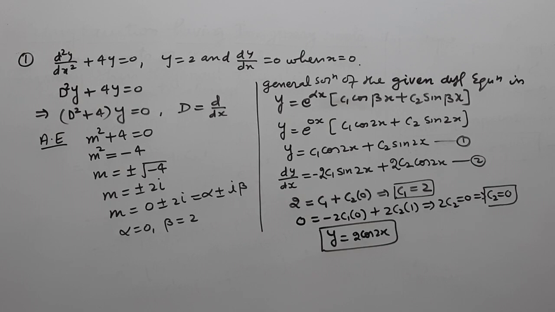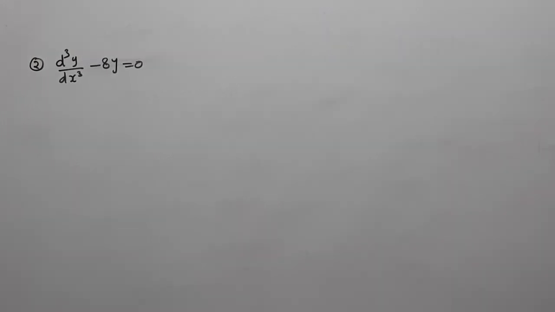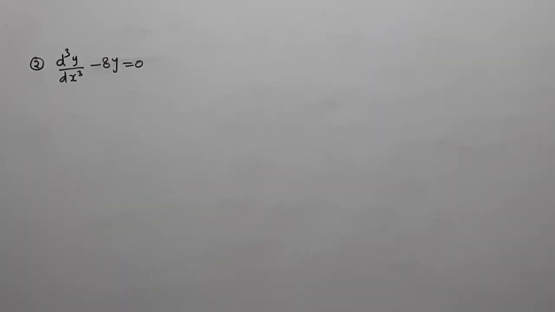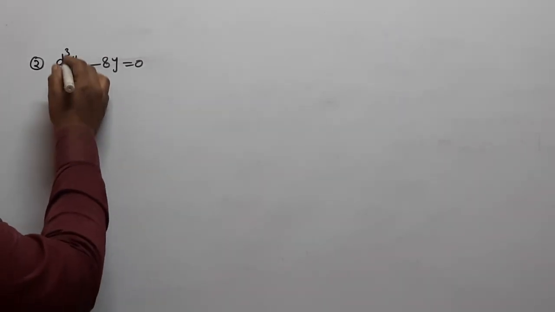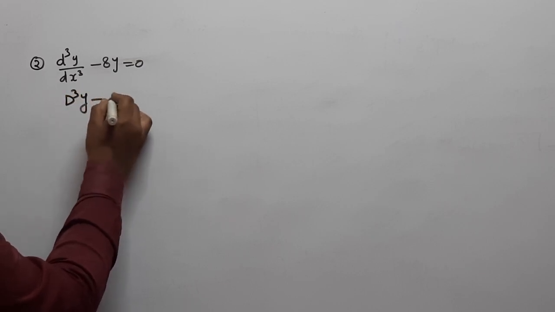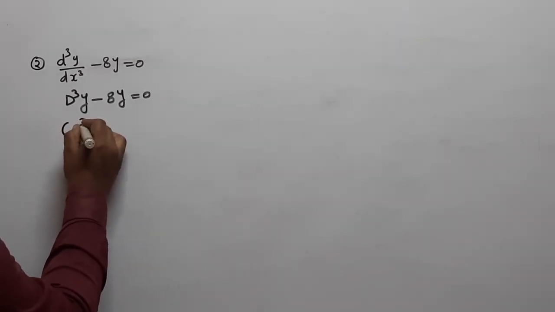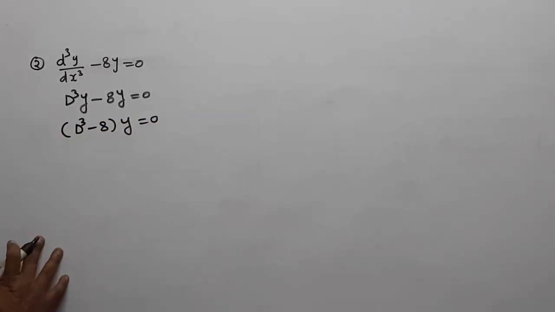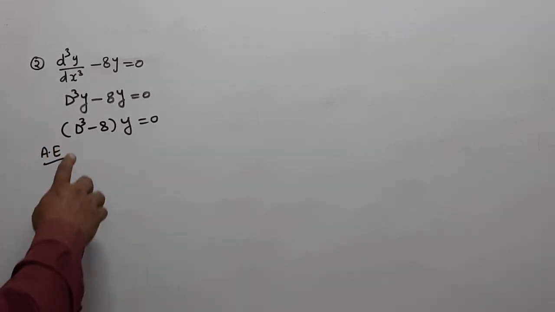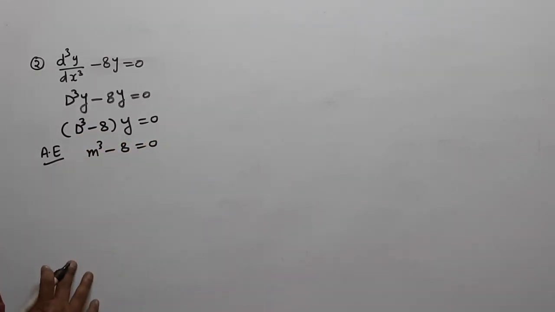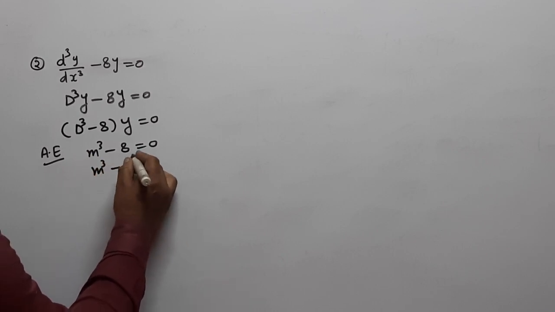We take another second example. Here you can see this is the third order linear differential equation with constant coefficient. So for solving this, first we write D cube y minus 8y is equal to 0. Now taking y common, we get D cube minus 8 times y equal to 0. Now we form the auxiliary equation. For forming the auxiliary equation, replace capital D by m, so we get m cube minus 8 equal to 0. So this is m cube, and 8 can be written as 2 cube.